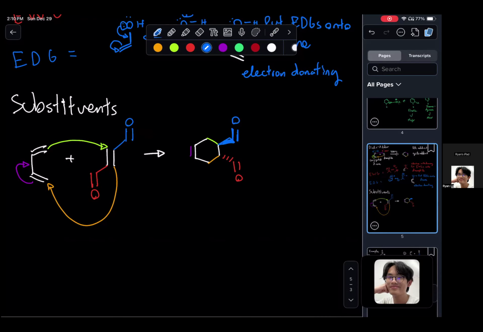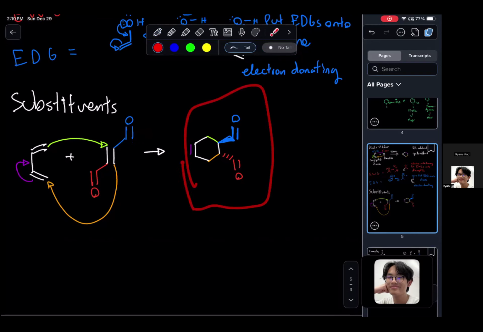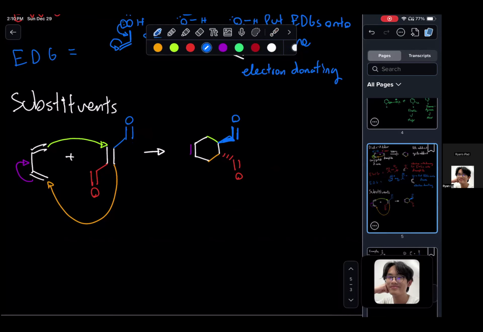Yep. There's also some other scenarios too, right? This covers putting EWGs on the dienophile. The good news for you is that hypothetically, if I drew on an EDG here, oxygen, OH, you really don't have to worry about the stereochemistry of any EDGs. You just throw them onto here. This is what that looks like.